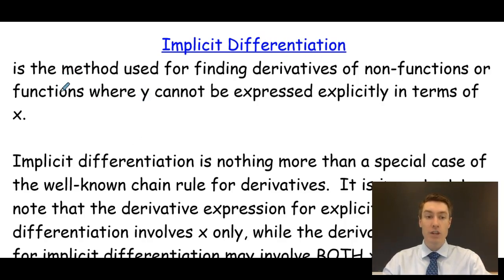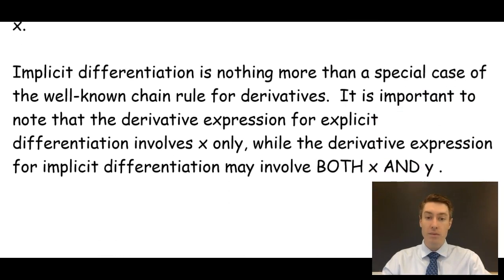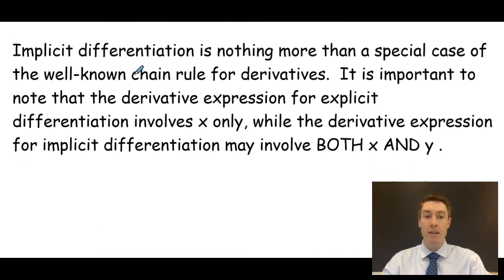Implicit differentiation is the method used for finding derivatives of non-functions, or functions where y cannot be expressed explicitly in terms of x. So basically, even if we do have a function, but it would be really difficult to isolate the y variable, then we'll just use implicit differentiation. It's going to be quicker. Now, implicit differentiation is nothing more than a special case of the well-known chain rule for derivatives. That's what you're going to have to wrap your head around as we go through the video.